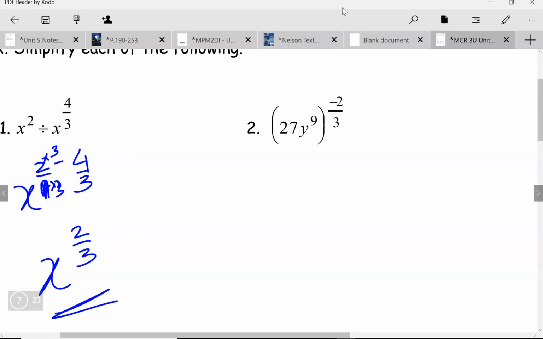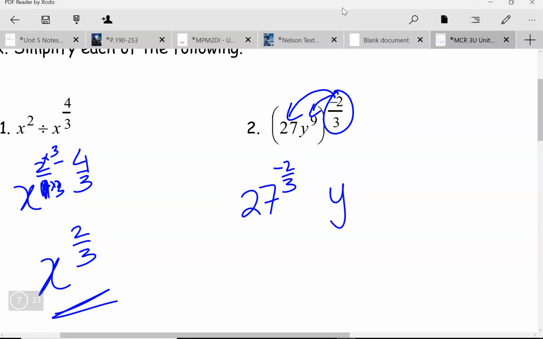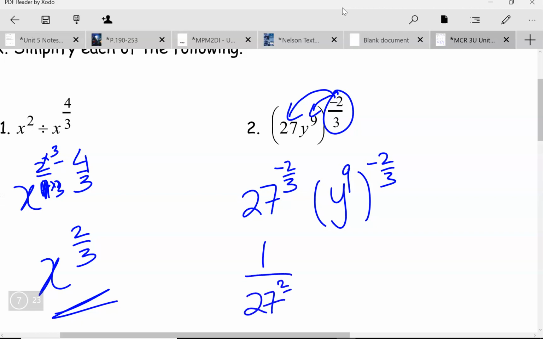Here we have this weird looking expression. You can do this multiple ways. I'm going to apply this negative 2 over 3 to both the 27 and the y. So this is 27 to the power of negative 2 over 3, and y to the power of 9 to the power of negative 2 over 3. I'm going to move 27 to the denominator, make it a positive power. This is actually y to the power of 9 times negative 2 over 3. I can do some cross canceling, which is y to the power of negative 6.